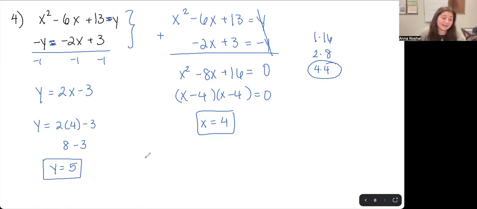Again, you could leave it like this, but I think the trend for most teachers, if not all teachers by now, is moving towards giving a coordinate point instead of leaving it as x equals, y equals.